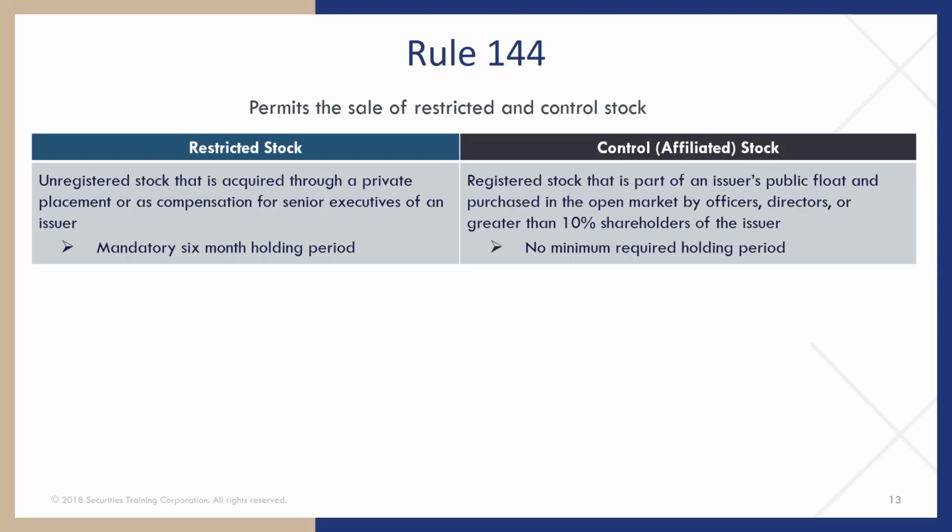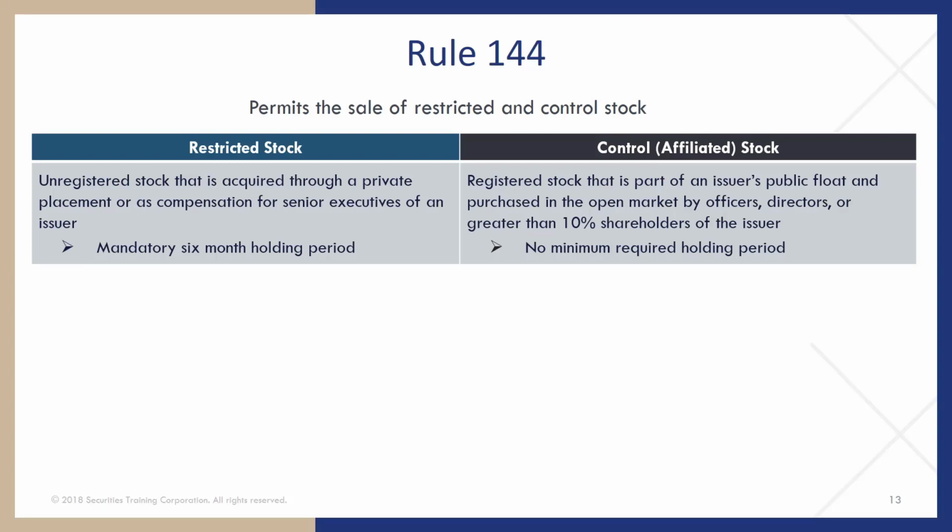Now, to the right is called control, or another term for control is affiliated stock. That is stock that is currently registered in the public marketplace, but is purchased by what's referred to as a control person, a person who can control the company. And the SEC defines those individuals as any person who is an officer of the company, a director of the company, not and, but or greater than 10% shareholder. So if you're on the board of directors, you're a control person. If you're the president of the company, no matter how many shares you own, you're a control person. If you own 11% of a company, you are a control person.